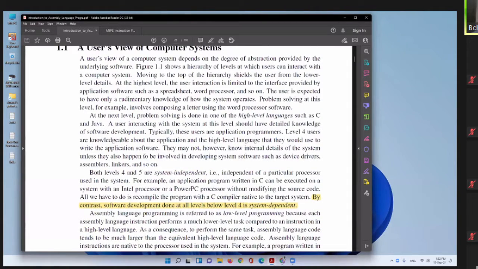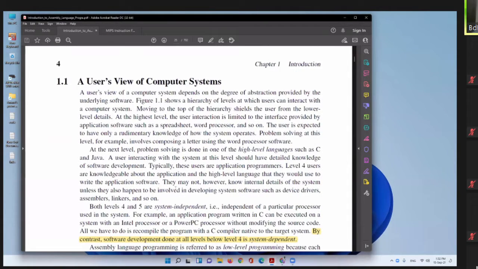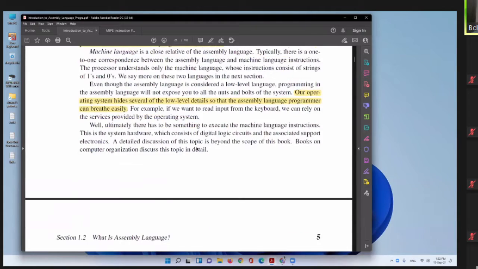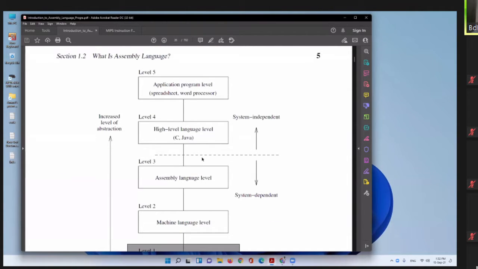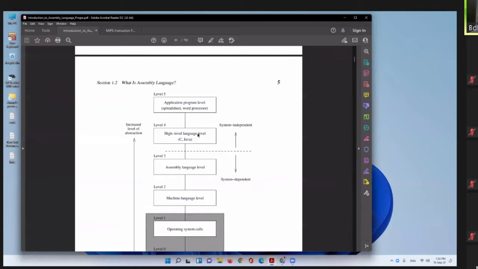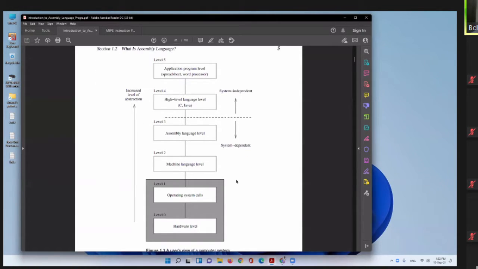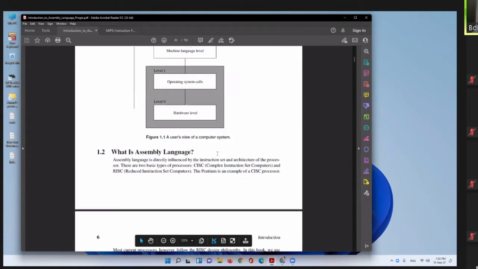high level and low level language, system dependent and system independent language, that we have discussed. The overview of our computer system. I think you remember that I told you that this image you will see at least 4 to 5 times in your entire graduation in different courses. So make sure you understand this one very nicely and clearly.